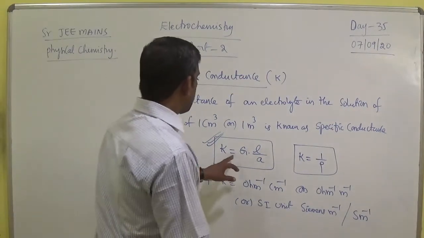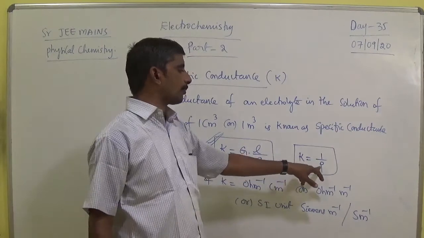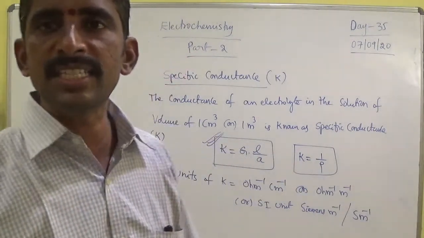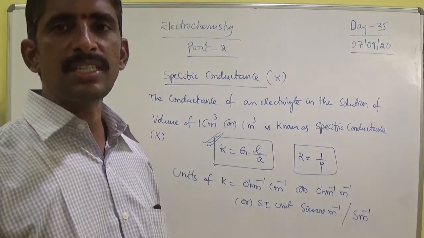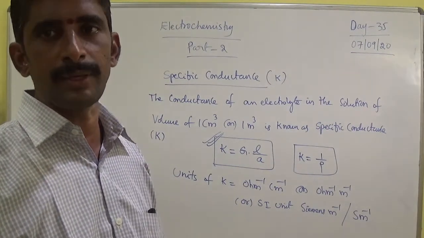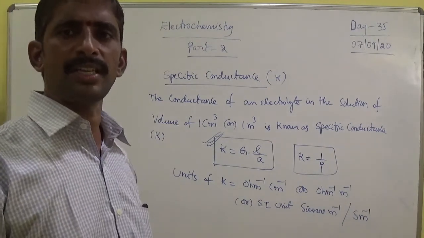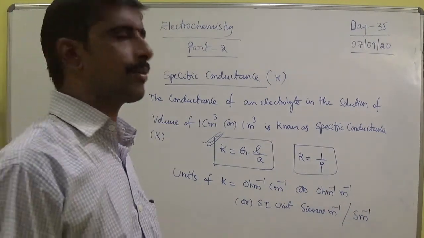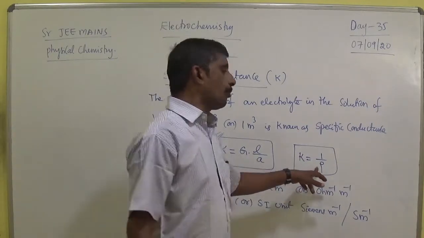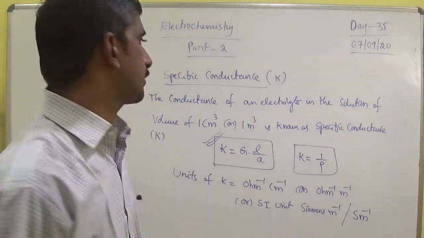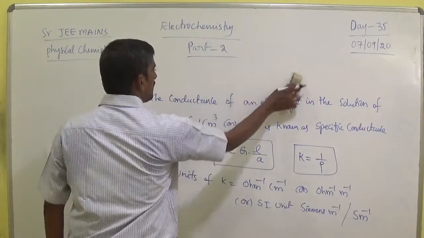Specific conductance K equal to G into L by A, and K equal to 1 by rho. Rho means resistivity or specific resistance, not P. Okay, that is specific conductance. Next, another one.